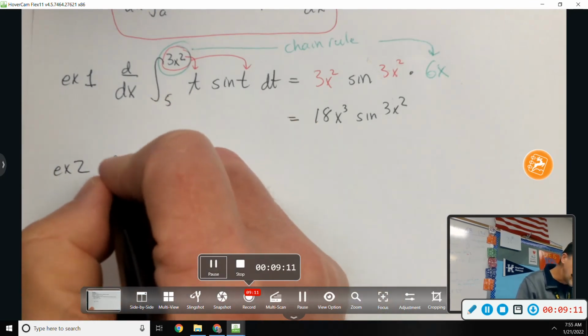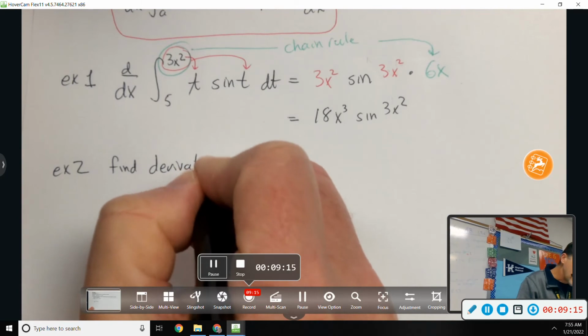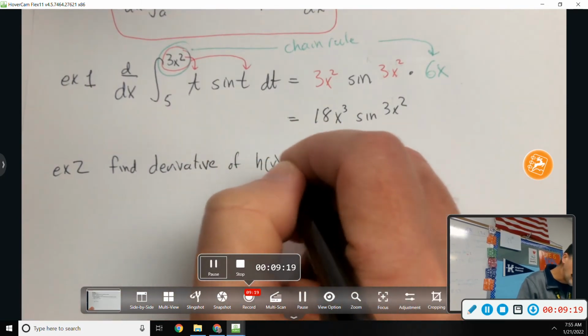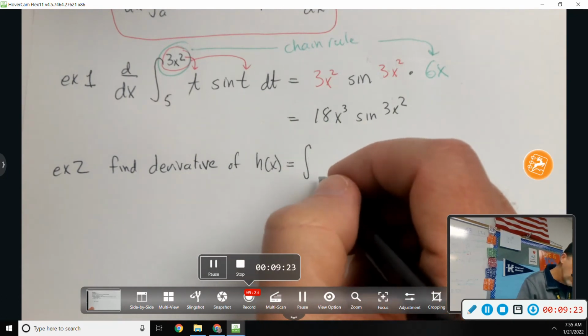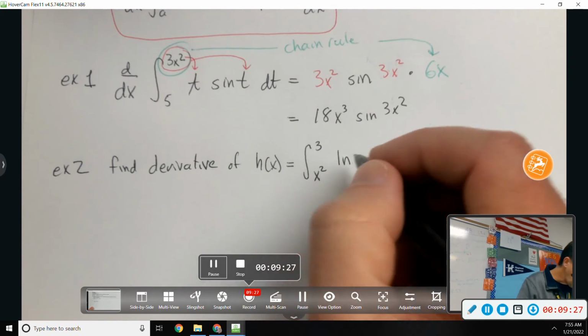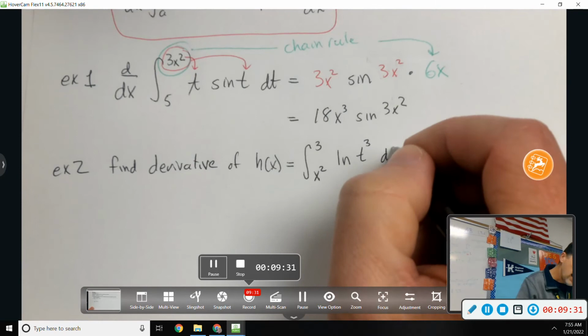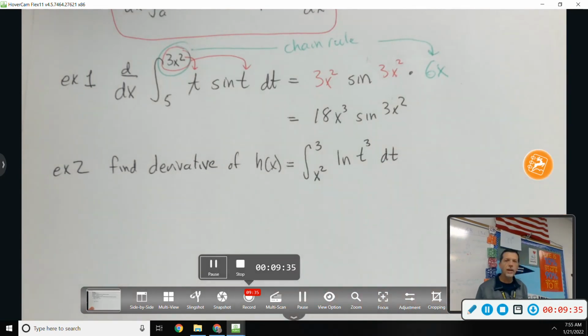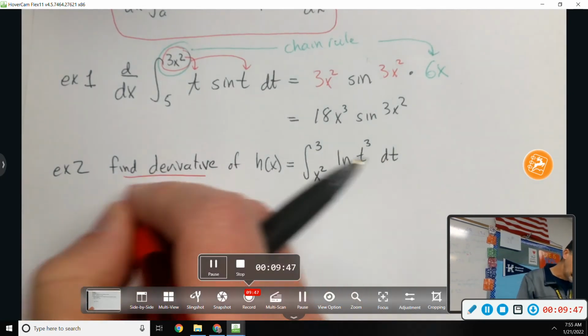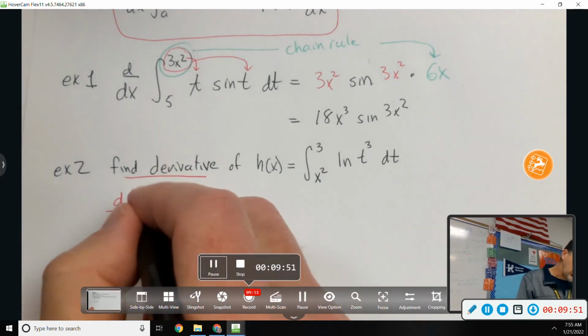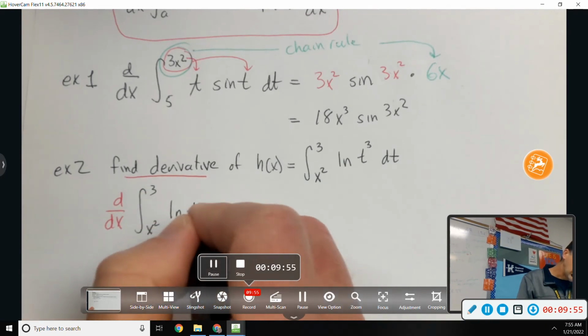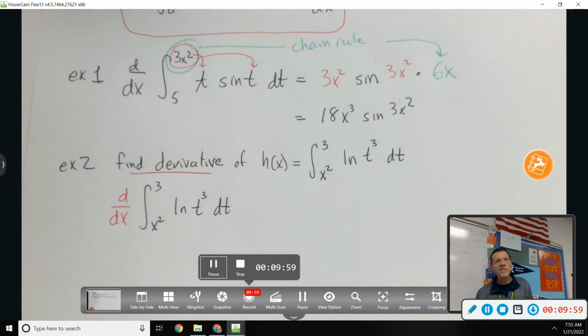Let me try to reword the problem to be tricky. Find the derivative of h of x equals the integral from x squared to 3 of natural log of t cubed dt. That sounds awful, except that you're taking the derivative of an integral. So it might even be helpful to write it like we're used to seeing it. d dx, the integral from x squared to 3 of natural log of t cubed dt. Now it looks even better, I think, because you got derivative of antiderivative sitting right next to each other. They should sort of cancel each other out.